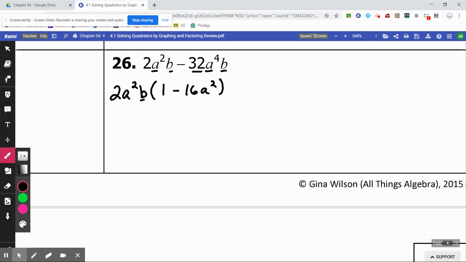So there you go. And what you're left with on the inside is perfect squares. 1 times 1, 4a times 4a, difference of squares. Bring down your 2a squared b, 2 sets of parentheses. Difference of squares, again, factors into conjugates, plus minus. 1 times itself gives you 1. 4a times itself gives you 16a squared.